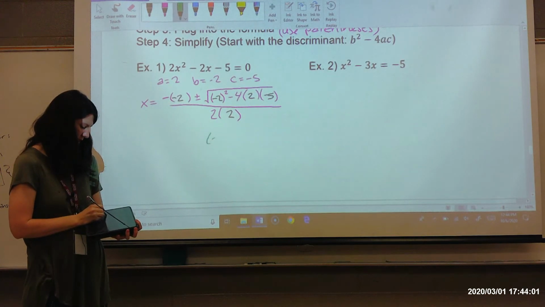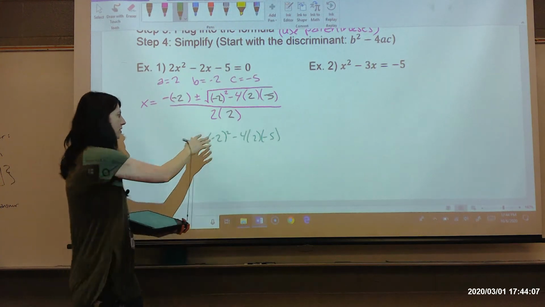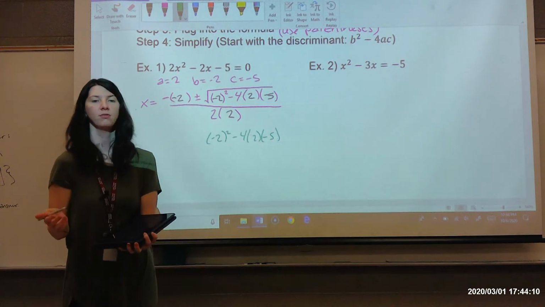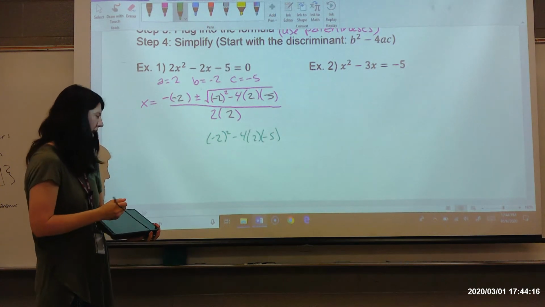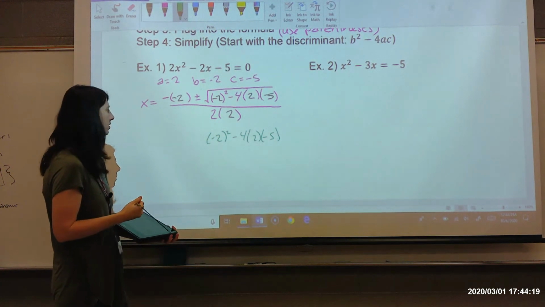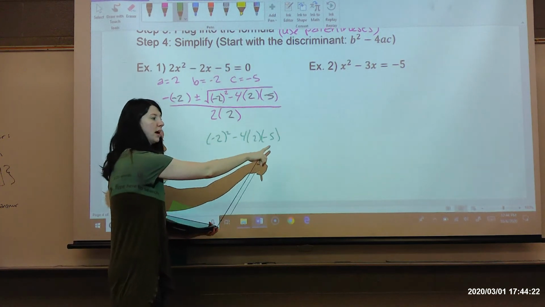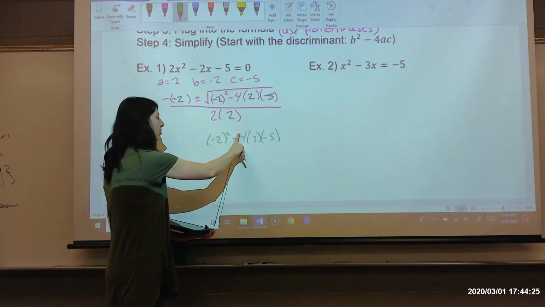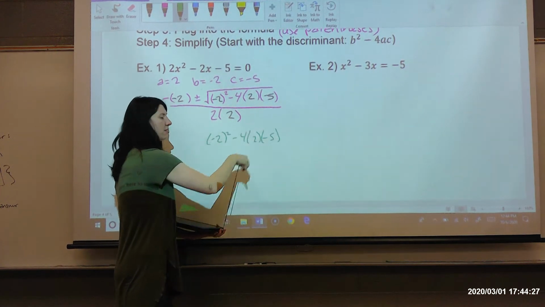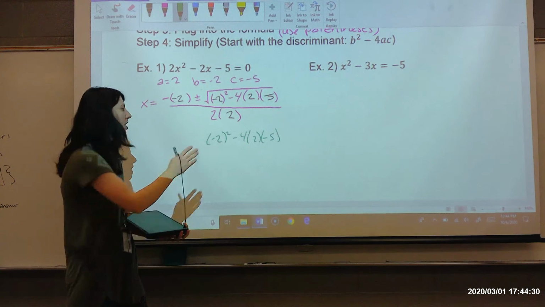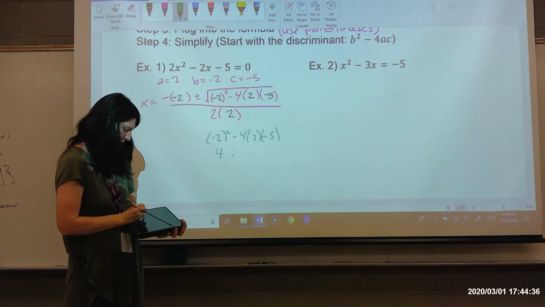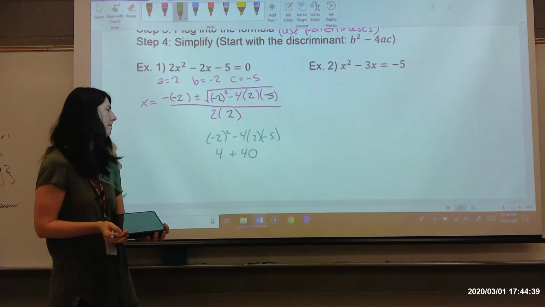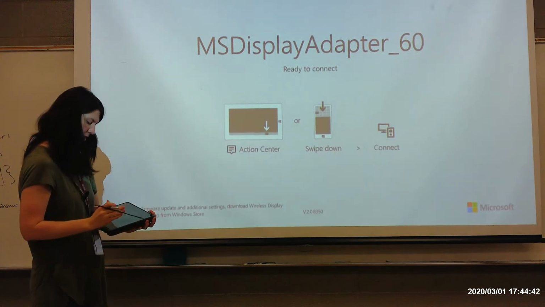So I'm going to think negative 2 squared minus 4 times 2 times negative 5. So I'm going to do this piece, and I'm going to do this piece. If you have a calculator, that is helpful here too, but I'm going to show you how to do it without one. Negative 2 squared is 4. And then I'm not going to say minus, I'm going to say negative 4 times 2 times negative 5. So negative 4 times 2 is negative 8, times negative 5 is positive 40. So this becomes a positive 40. Okay? 4 plus 40, sorry about that.